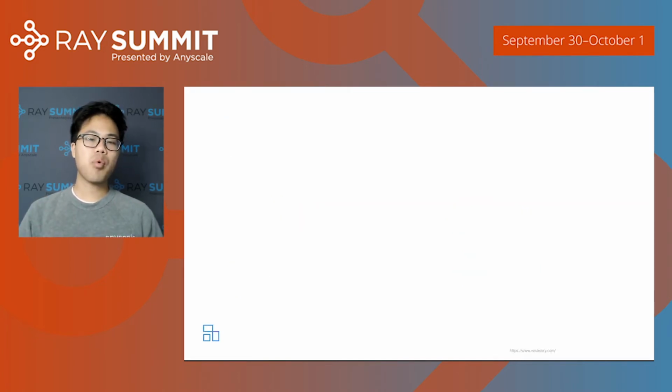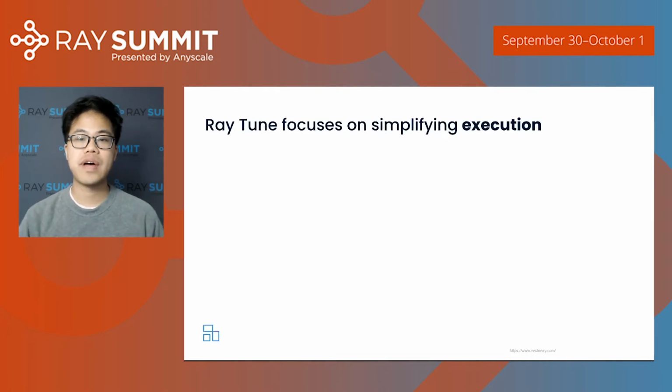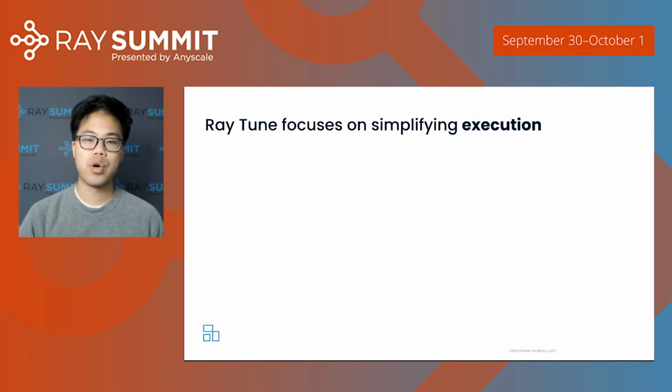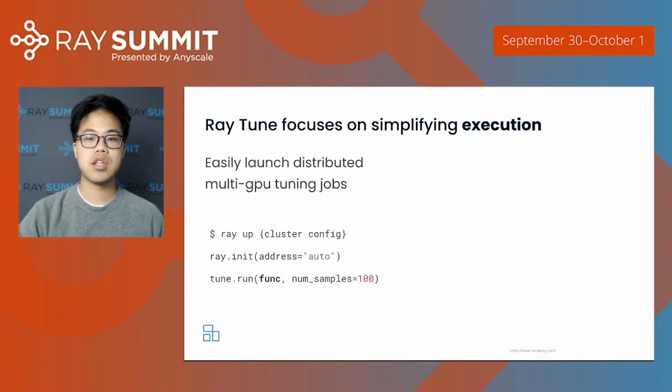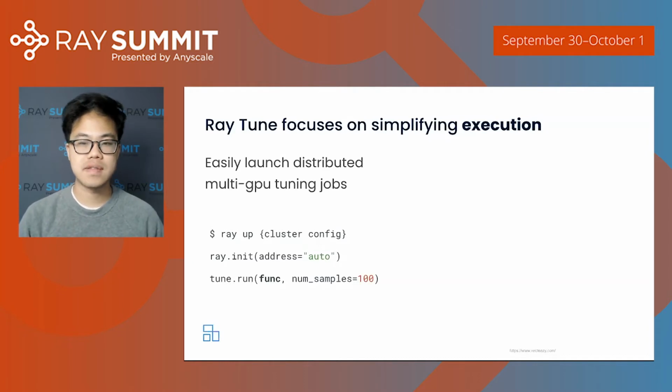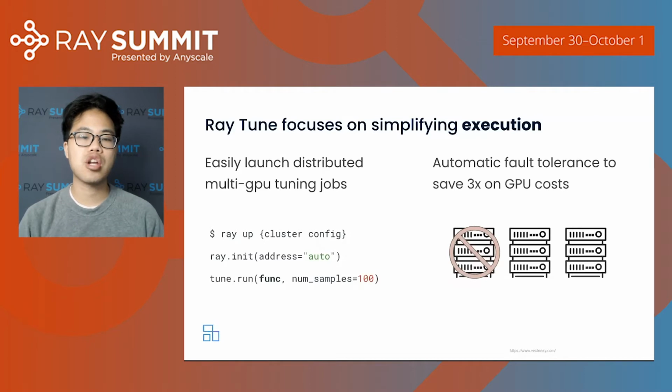But there are really two features that make RayTune really special. The first feature is the focus on simplifying execution. With RayTune, you have the ability to launch a large distributed multi-GPU hyperparameter sweep with just less than 10 lines of code. In addition, due to RayTune's automatic fault tolerance, you can easily leverage cheap preemptible instances on any cloud.